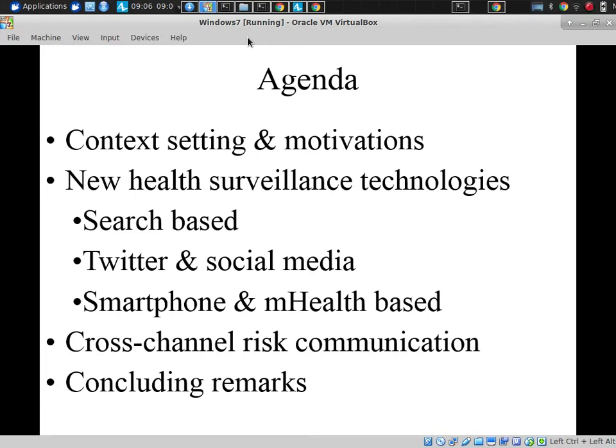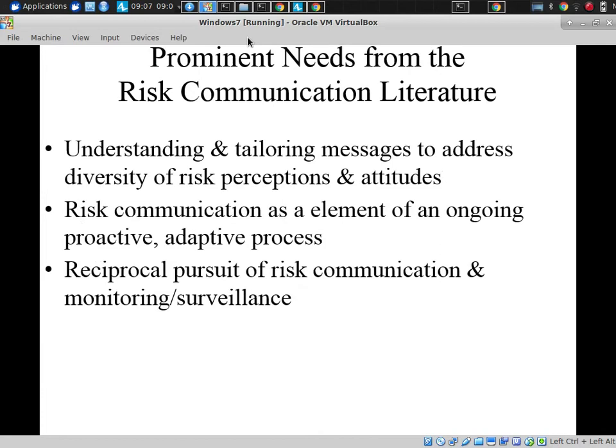We're going to be talking towards the end about a cross-channel risk communication strategy, and as time allows, we may get into a case study about how these technologies could inform particular challenges associated with communication of risk in a historic context. I'll then provide some concluding remarks to try to bring together aspects of the talk.